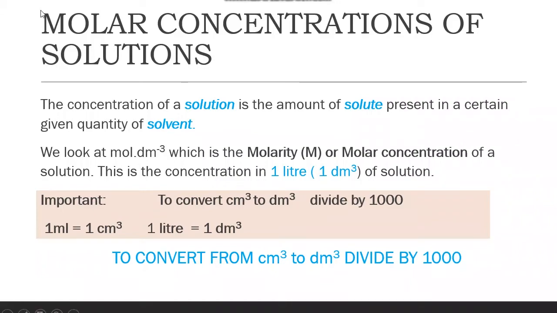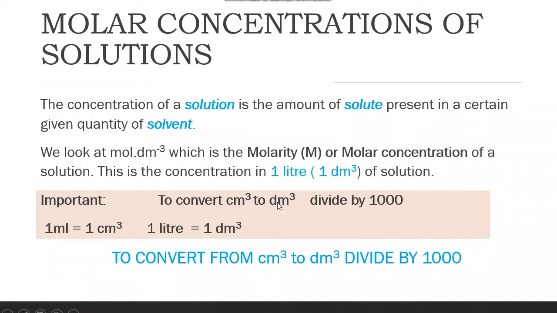So if you're given a concentration of a solution, remember it's the amount of a solute present in a certain quantity of solvent. And this in chemical terms is often referred to as the molarity. And that is moles per decimeters cubed. And molar concentration is another word for molarity. And you must remember here that 1 liter is 1 decimeter cubed.